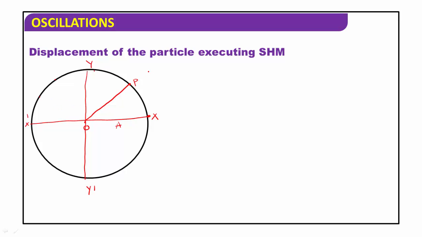The distance of the particle from its mean position at a certain instant of time. Here a is the radius of this circle. When the particle moves along the circumference of this circle with radius a with a uniform angular velocity, the angular velocity is mathematically denoted by the symbol omega.